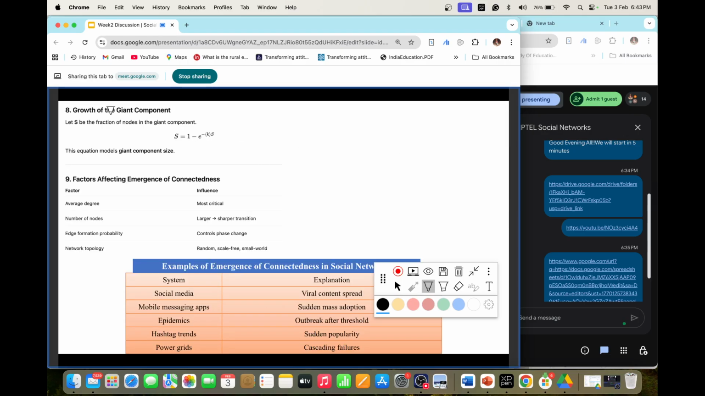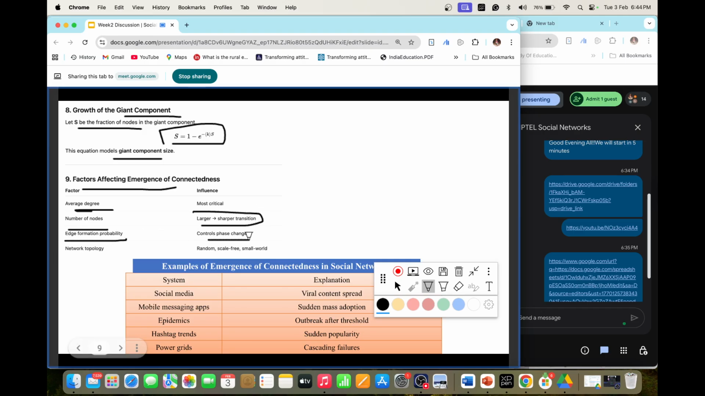And then there is the growth of the giant component. Let s be the fraction of nodes in the giant component, then s equals this. This equation models the giant component size, so no need to discuss it, but just keep in mind the factors affecting the emergence of connectedness. Average degree is the most critical. Number of nodes: larger, sharper transition. Edge formation probability controls the phase change. Network topology: random, scale free, or small world.